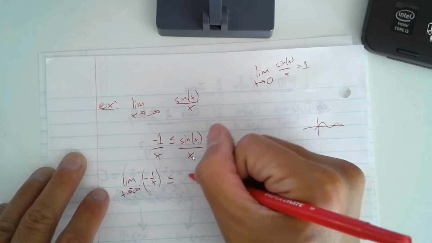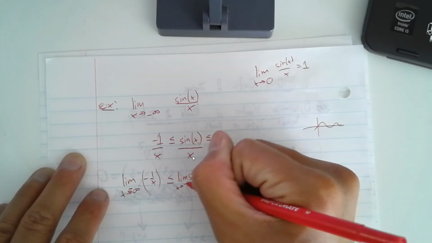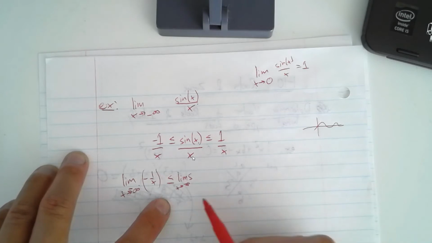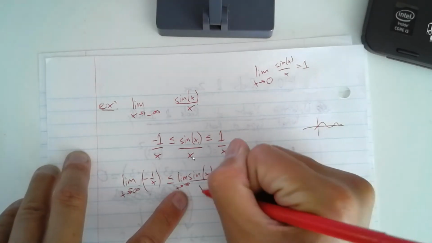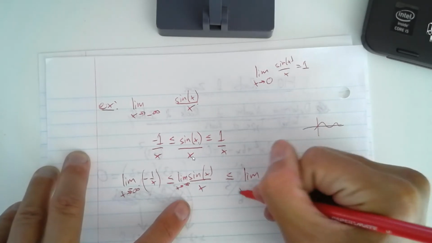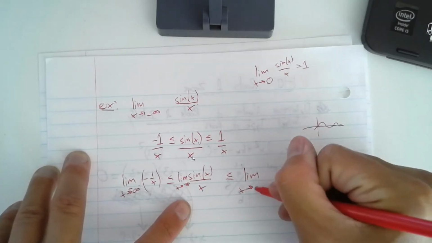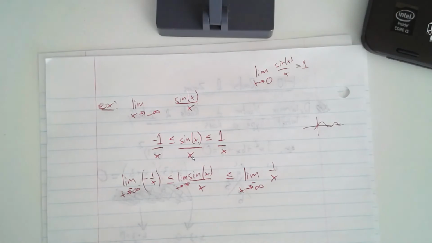This would be the limit as x approaches negative infinity of sine of x over x, sandwiched between the limit as x approaches negative infinity of 1 over x. Sorry, that's written very poorly, but that's negative infinity. All right, so at this point, let's take a look at what this would look like.